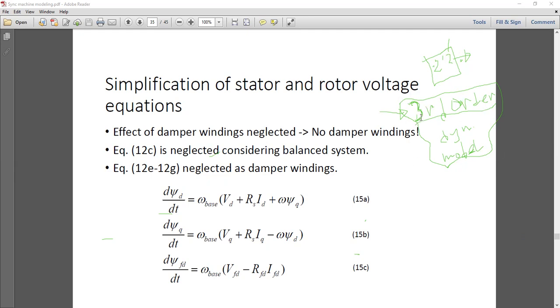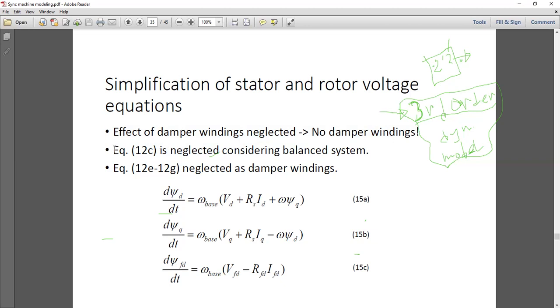Now let's see how we can reach from the 2.2 model to our desired third order dynamic model, which is also known as the flux decay model. For reaching from the 2.2 to our desired third order model, we have to go through some simplification steps. So let's go through those steps. The first simplification is we ignore the effects of damper windings. So, no damper windings.